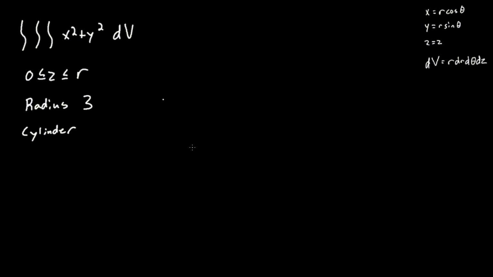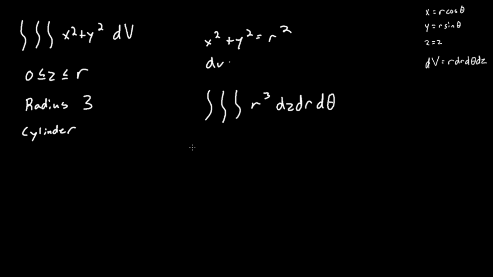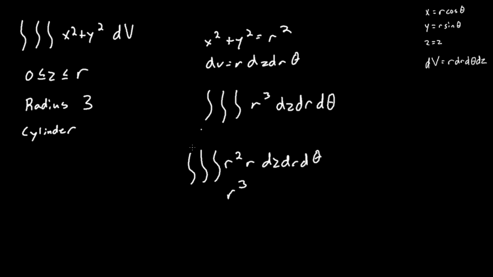And this is the same integrand as before, so our triple integral was already established as r to the power of 3 dz dr d theta. Quick reminder, how did I get r to the power of 3? x squared plus y squared is equal to r squared, but dV is equal to r dz dr d theta. So I multiplied r squared by an r value to get r to the power of 3.